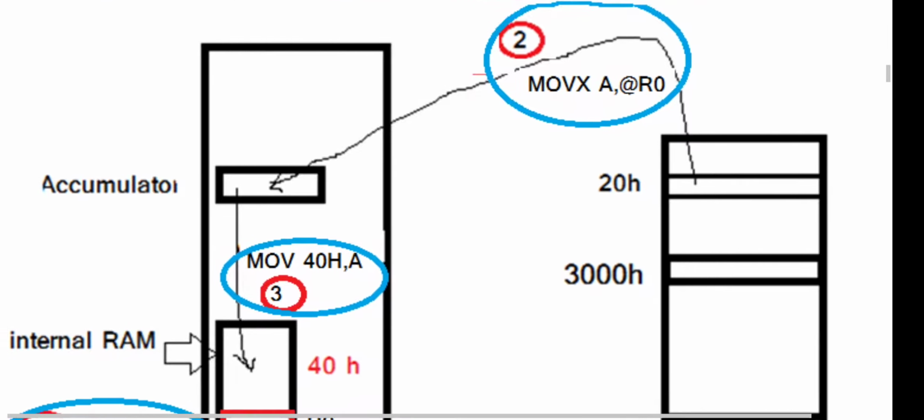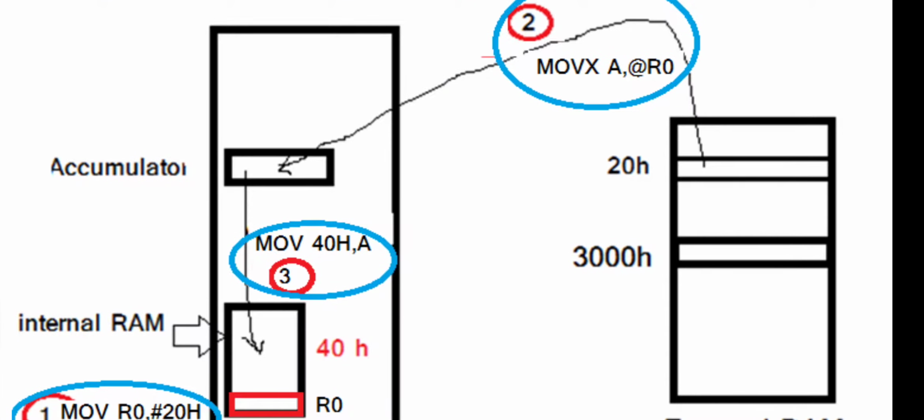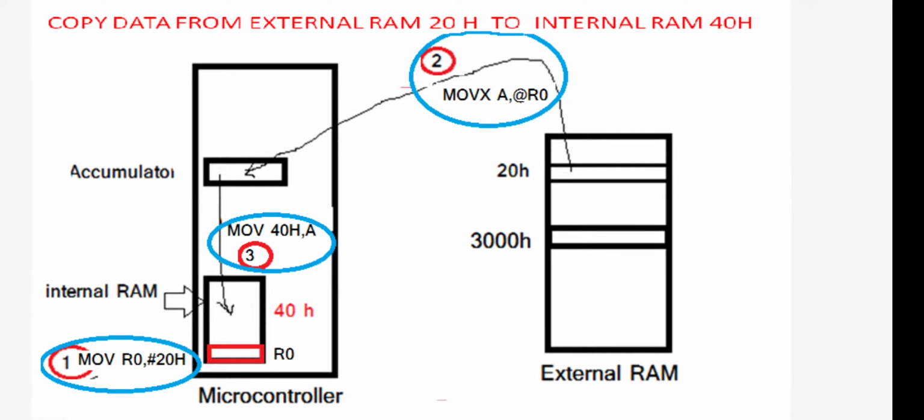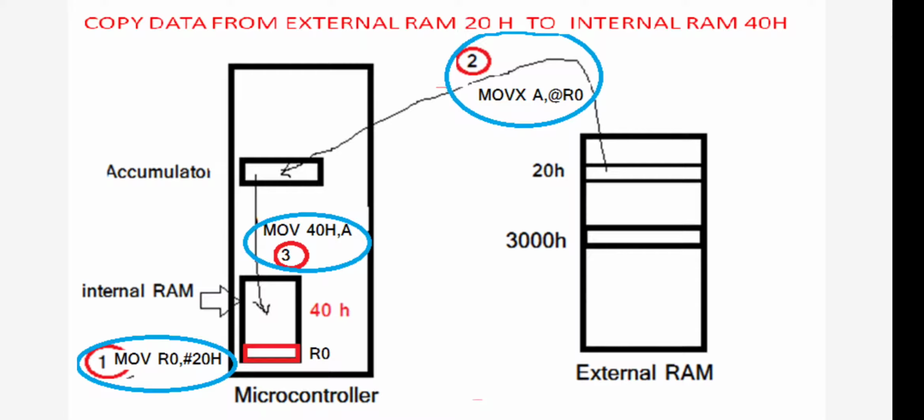So the third step is to copy the data from accumulator to the 40H. So MOV 40H, A. That is the third step. Here our task is completed. Someone has asked me the question, can we directly move the data from the 20H to the 40H? No, we do not have any such instructions because MOVX works with the accumulator only. So we have to move data to the accumulator, then accumulator to the internal RAM. Okay? Hope this satisfies your query.